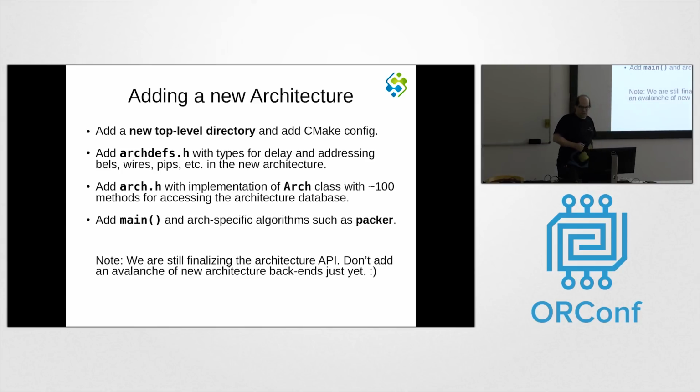And then arch.h is where you actually create the interface. This is where you add the API. There is an arch class that you have to implement in your arch.h, and that has about 100 methods that need to be implemented for a complete architecture. Yeah, and then you add a couple of C++ files with the main function for your architecture. So right now the main function is something architecture specific because each architecture might have different options for different input and output formats that make sense for this architecture but not another.